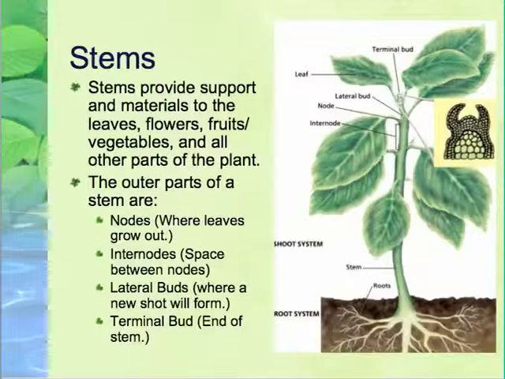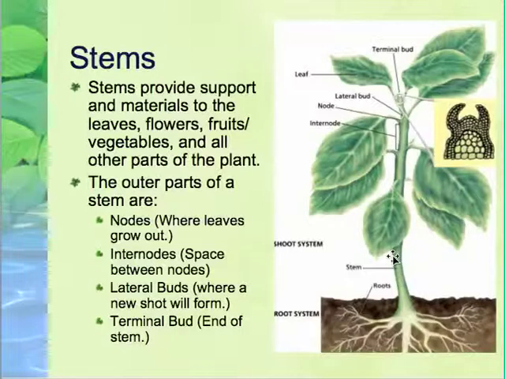And the space between leaves or between nodes is called the internode. So there's a node here, and there's a node here, and this is the internode. All right? Lateral buds are points on a plant, and you see one here, in which there will be a new shoot to grow, or a new branch off the original stem. Lateral buds allow for the growth of new branches off the stem.